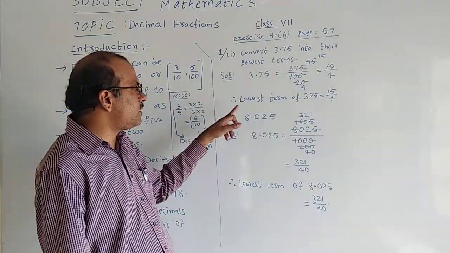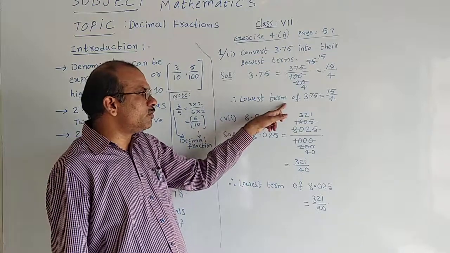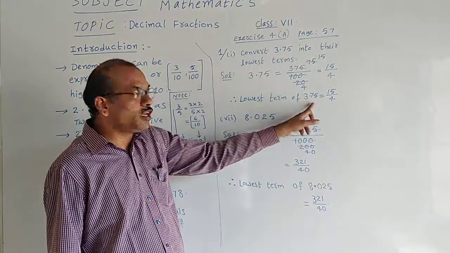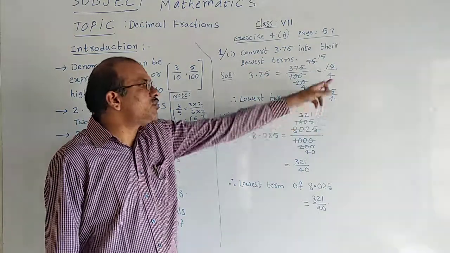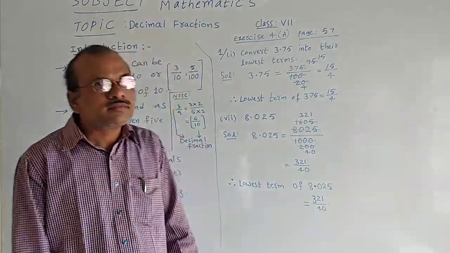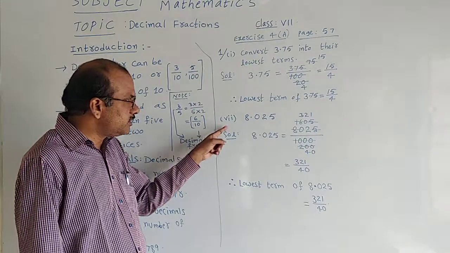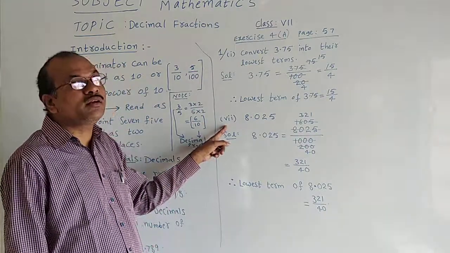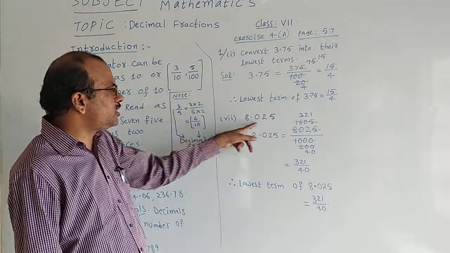That answer is called the lowest term of the given question, 3.75. That is equal to 15 by 4. Is it clear, students? For the same model, I am teaching the seventh bit of the first question.